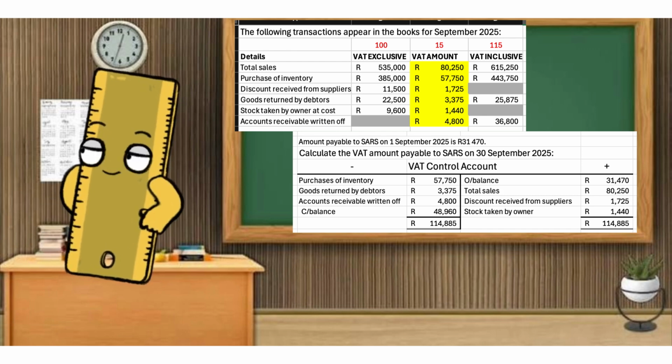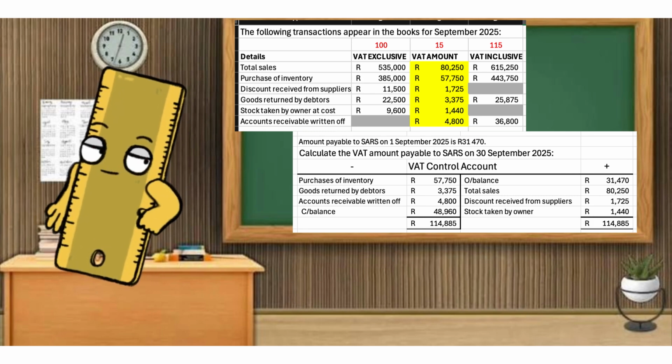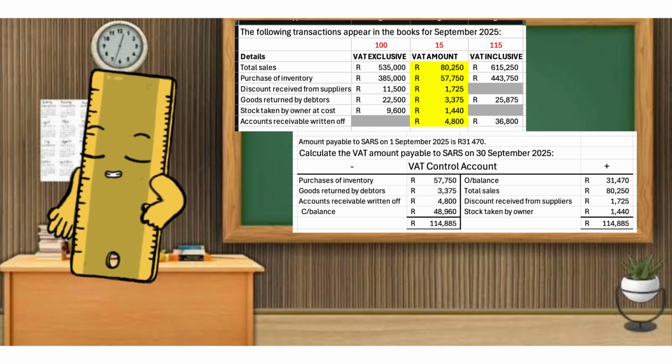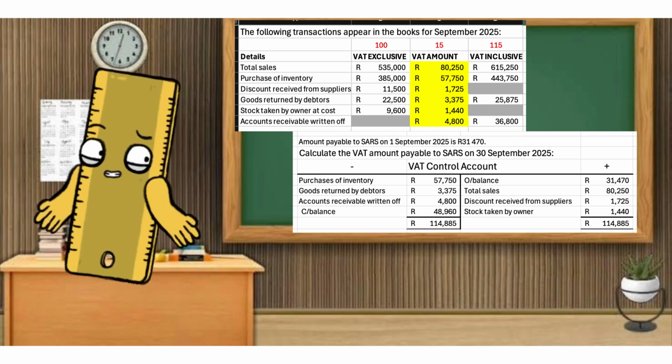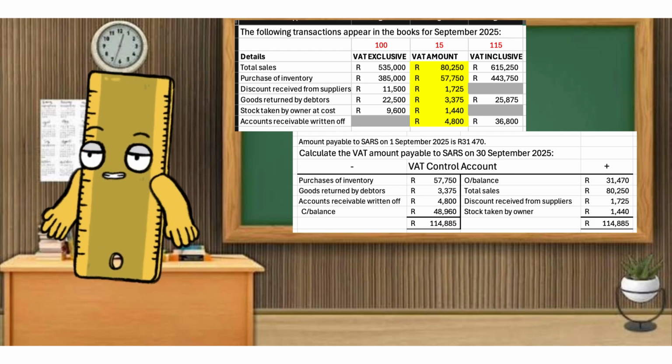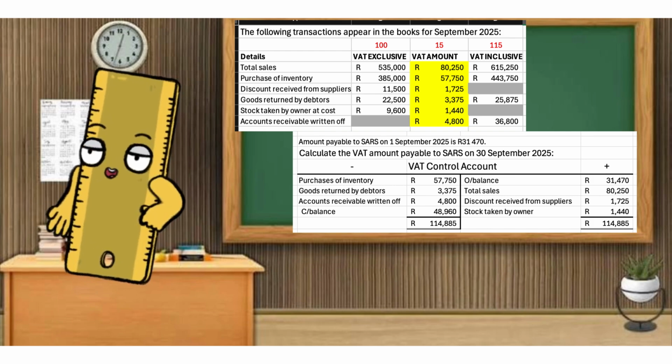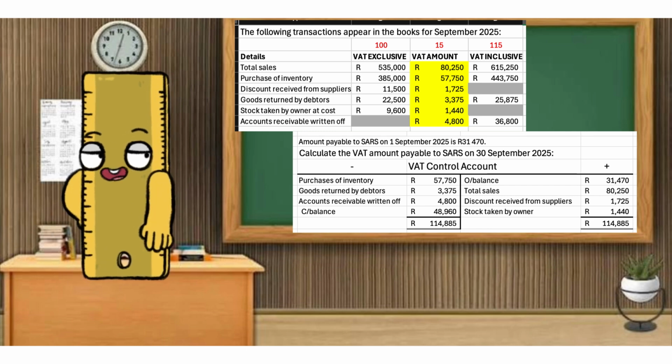In simple terms, after all our buying and selling, we collected more VAT from our customers than we paid to our suppliers. The difference is the amount we have to pay the government. And that's all a VAT control account is, a tool to find that final number.